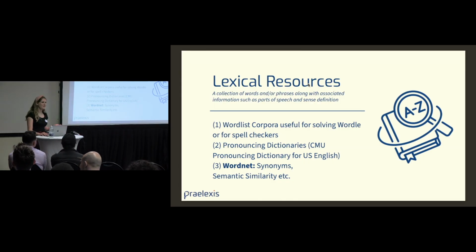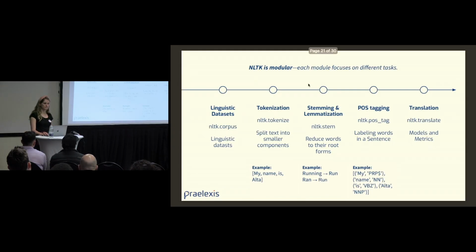So some of the most famous lexical resources that we have in here, or things you can use, there's word lists corpora. So if you want to build something to solve Wordle, or maybe do your own spell checker, great place to go. Has some pronunciation dictionaries that you can utilize. And then of course the big one that most people are familiar with is WordNet, where you can find a lot of information. You can find similarities, semantics, synonyms, and a bunch more within the WordNet resource as well.